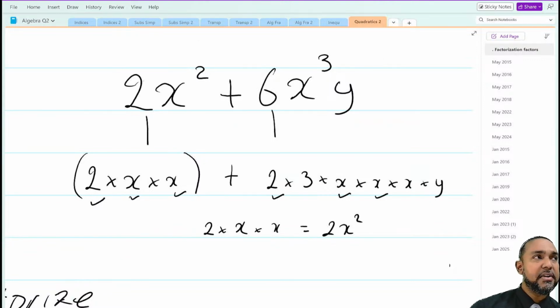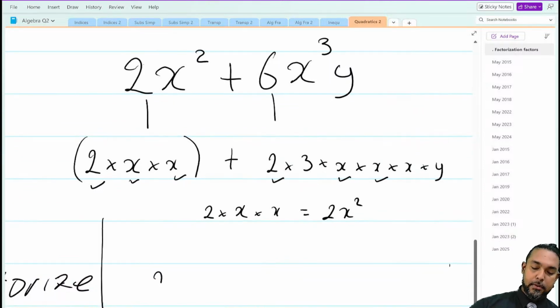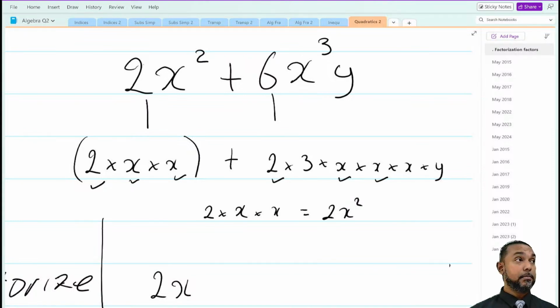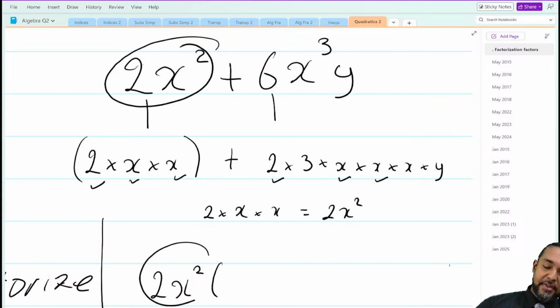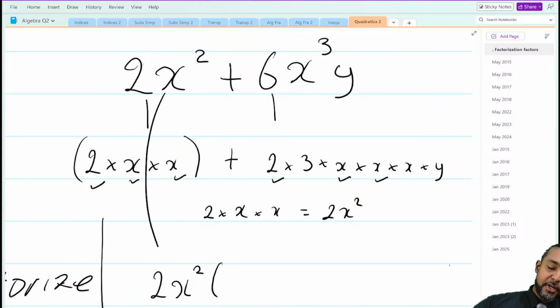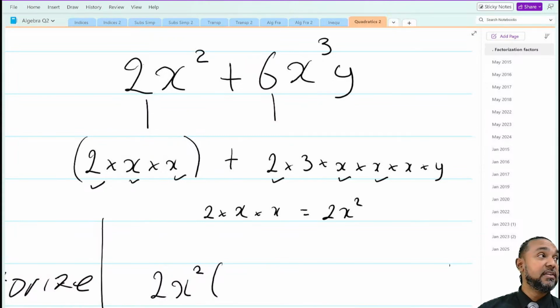Now, how do we factorize when we've identified the common factor? Well, when we expanded using the distributive law, what operation was used? Multiplication. So if we're going backwards, we need the opposite operation, which is division, right? So we divide each term by the common factor. Now, if you divide 2x squared by itself, any term divided by itself will always give us 1.